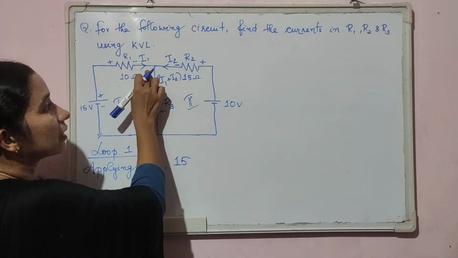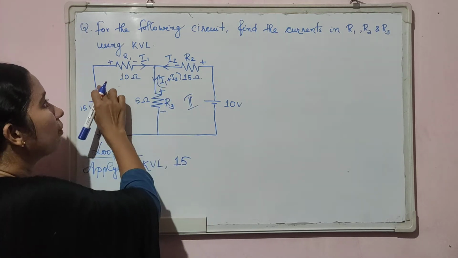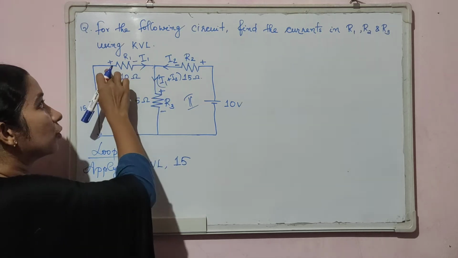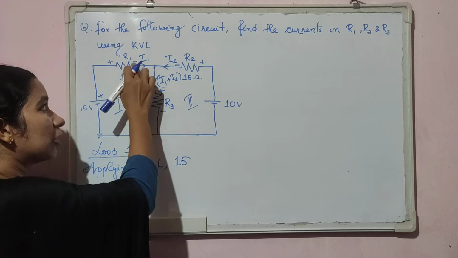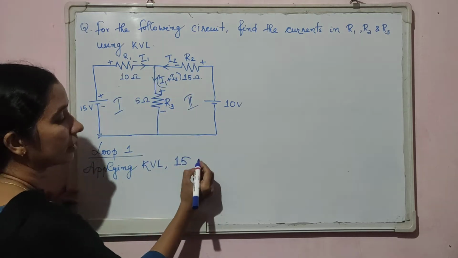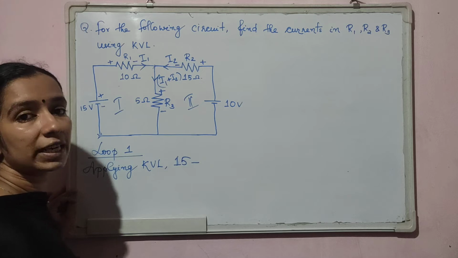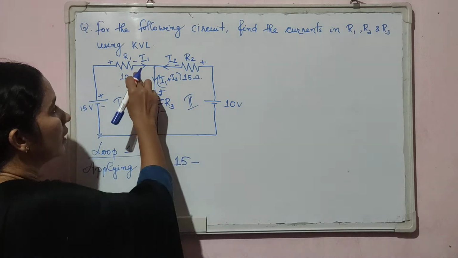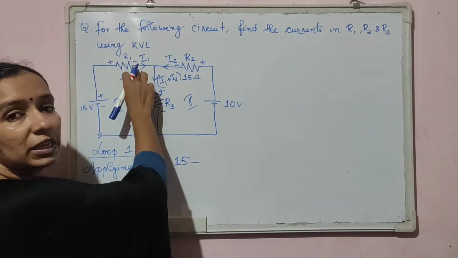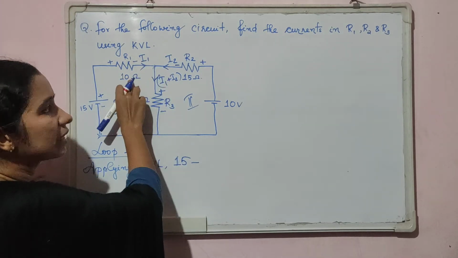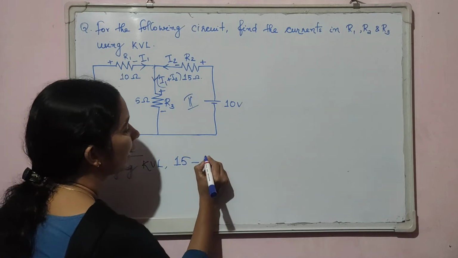Now the second is the resistor. I am moving in this direction, positive to negative, so there is a drop in potential, from higher potential to lower potential. So the voltage across the resistor should be marked as negative. The voltage across this resistor is V equals I into R, that is I1 into 10 ohm, or 10 I1.